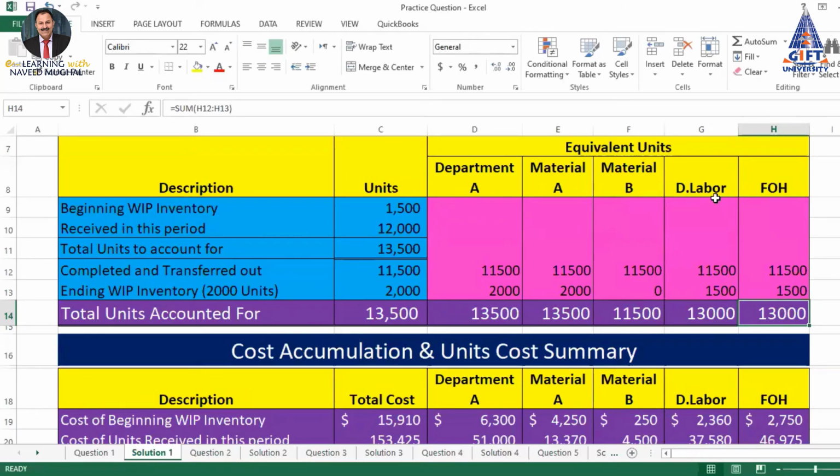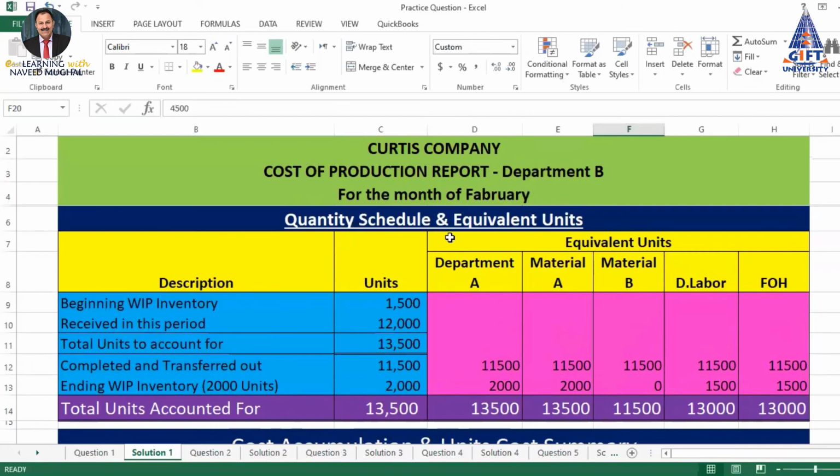So when there are different stages of completion for different cost elements, we will calculate equivalent units for each cost element. In this way we can have our quantity schedule and calculation of equivalent units. Hope you have understood the whole process and calculation very well.